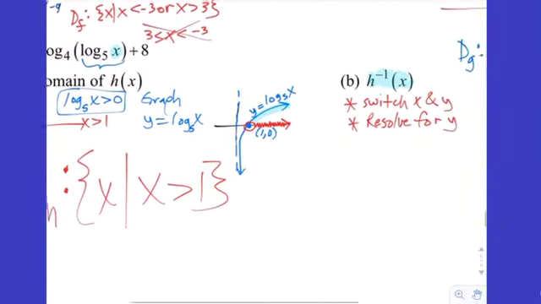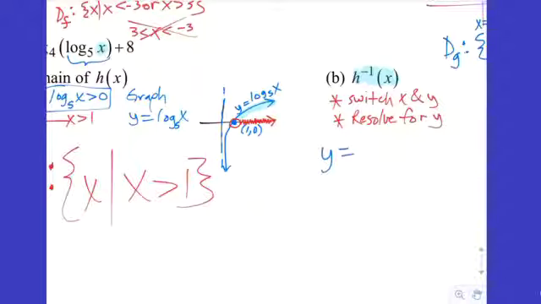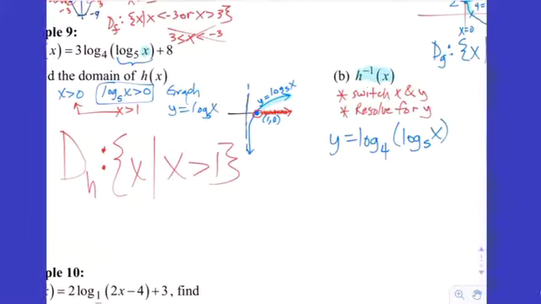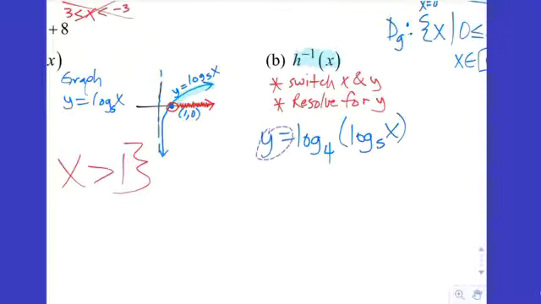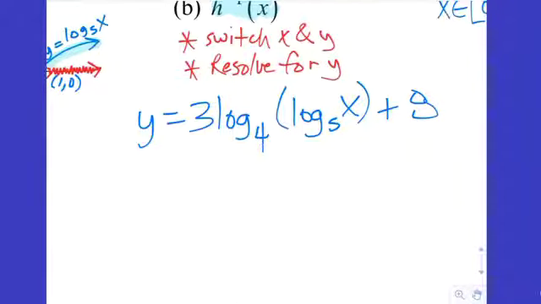So as you're writing it down, you might want to write it down as y equals log base 4 of log base 5 of x. And there's a 3 there. I forgot all the other stuff that went with it. The 3 and the plus 8. So let me remodel here. The 3 goes here, and the plus 8 at the back. So that's just rewriting down the original function, but replacing h with y.